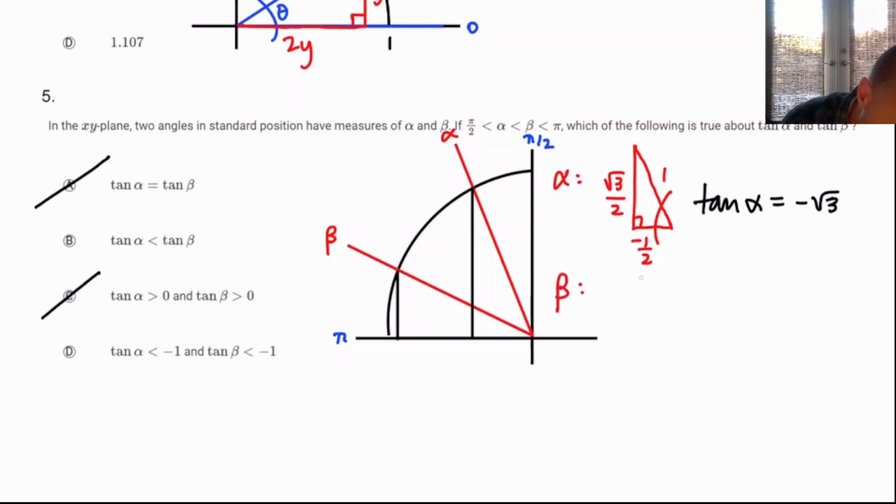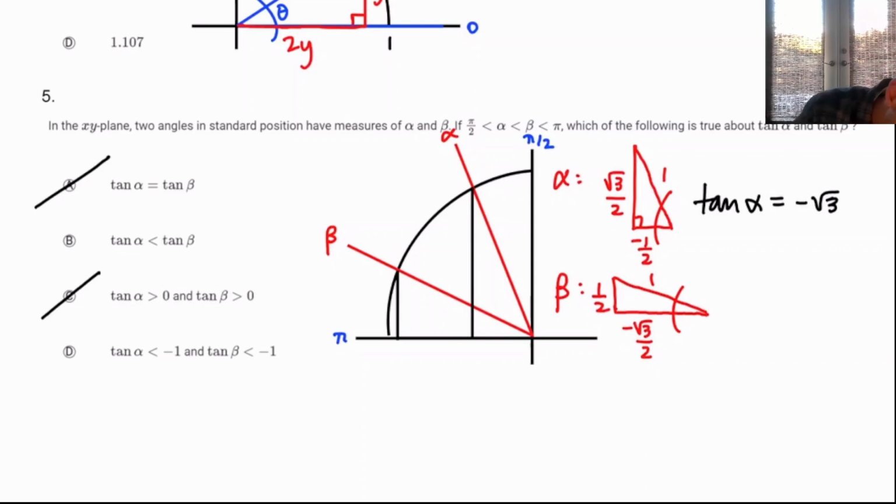Okay, for angle beta, I'm going to draw it. It's going to be a 30, 60, 90 triangle. Reference angle is 30 degrees. So the short leg is a half, the longer leg is root 3 over 2, and the hypotenuse is 1. I check to see what should be negative here. The horizontal leg, because I'm in the second quadrant. Okay, so I got negative root 3 over 2.